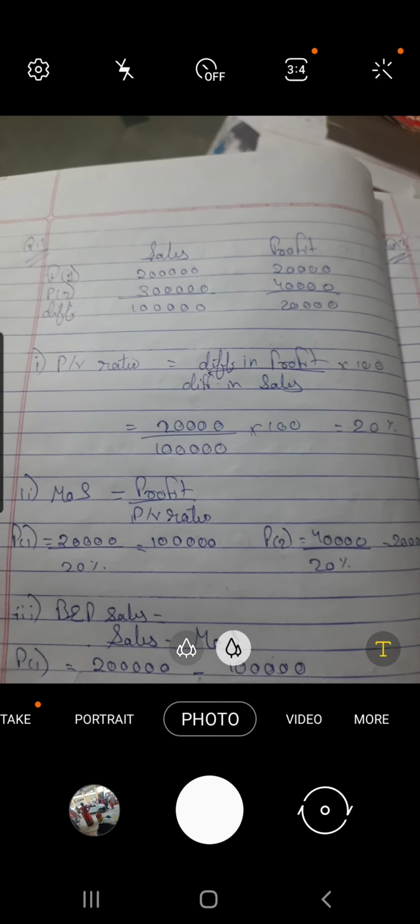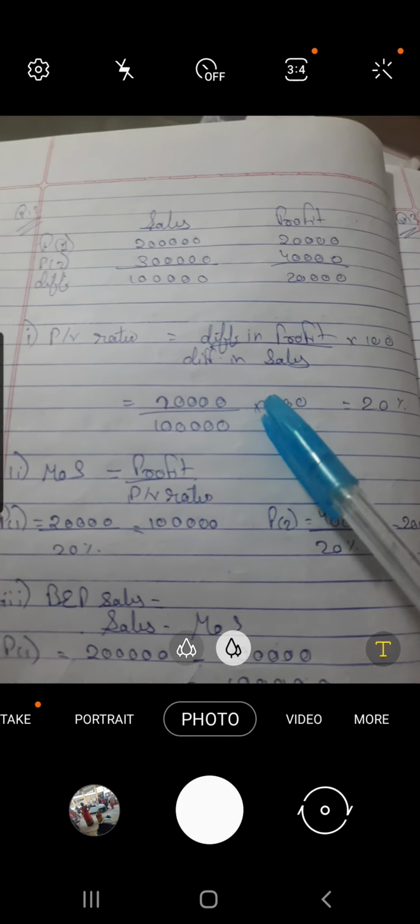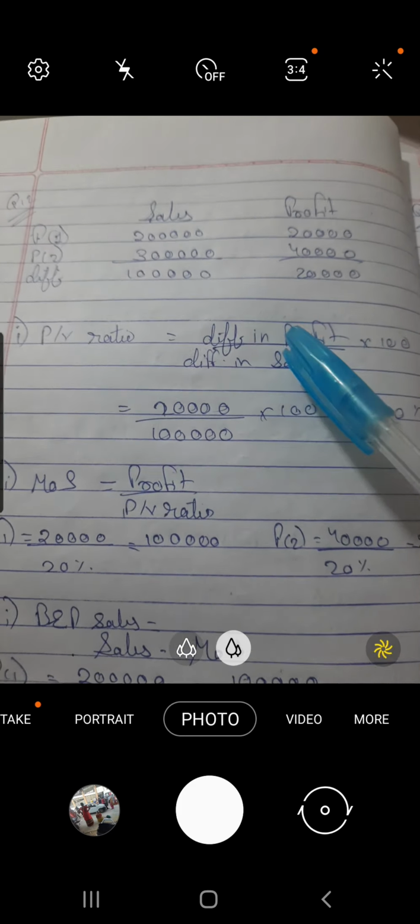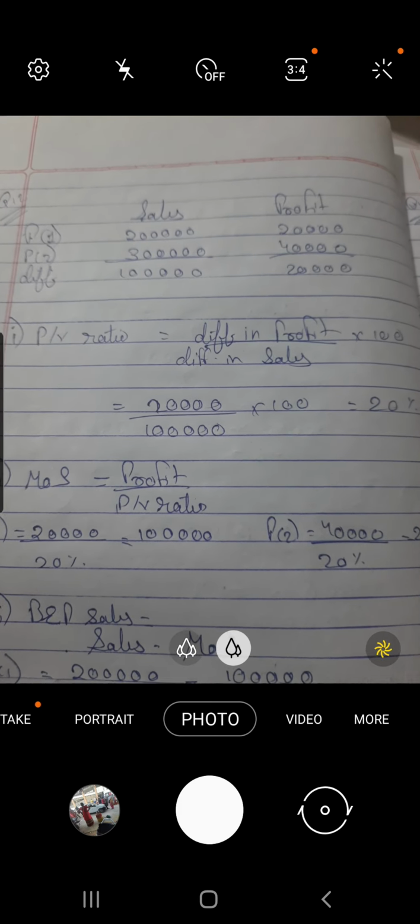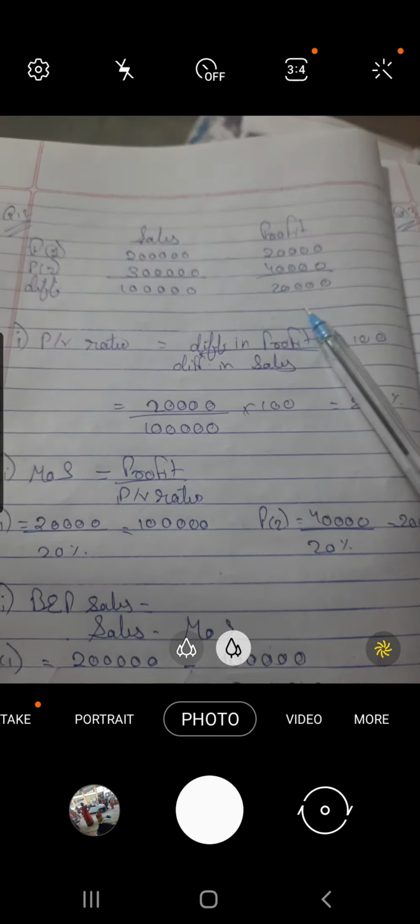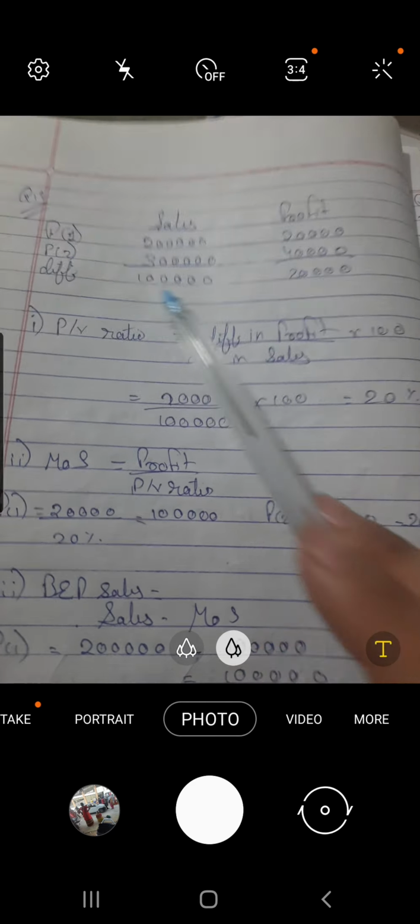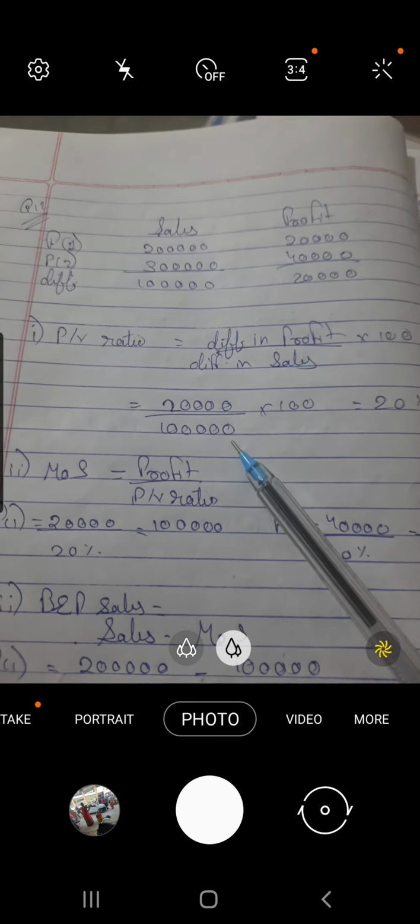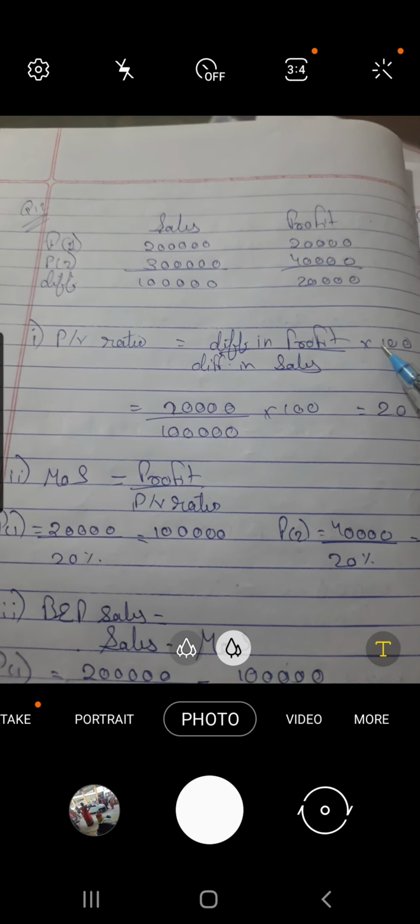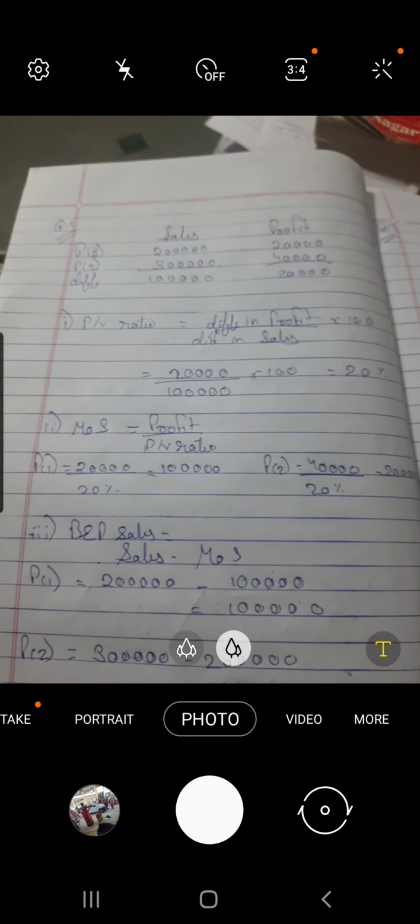Now, depending on these values, we have the formula for PV ratio, which says PV ratio equals difference in profit divided by difference in sales, into 100. Difference in profit is 20,000 and difference in sales is 1 lakh. So 20,000 divided by 1 lakh will give 20% as the answer for PV ratio.